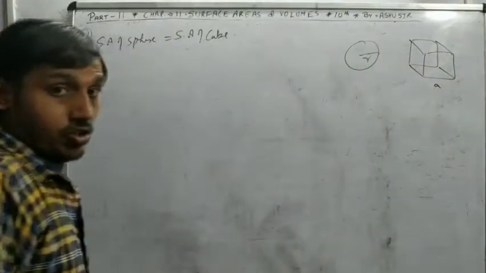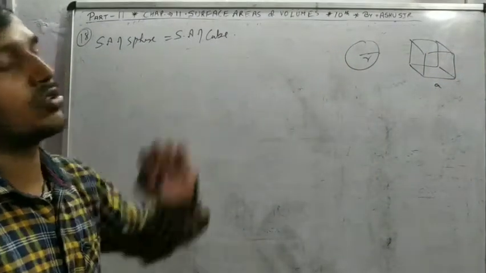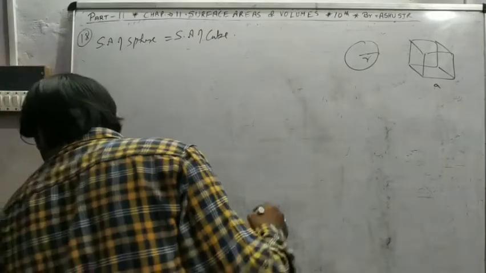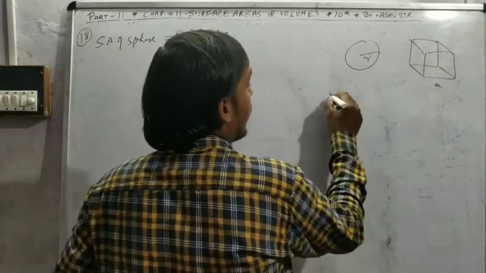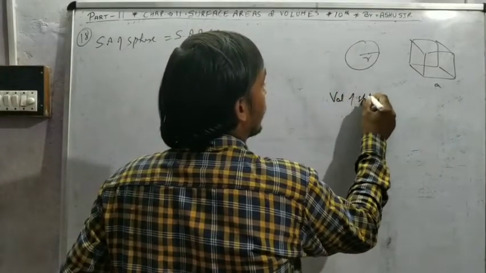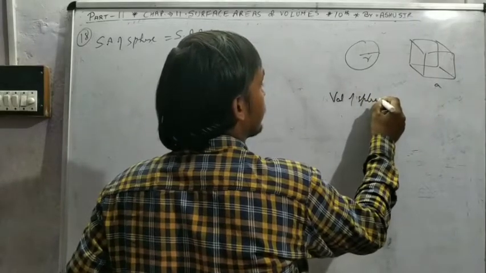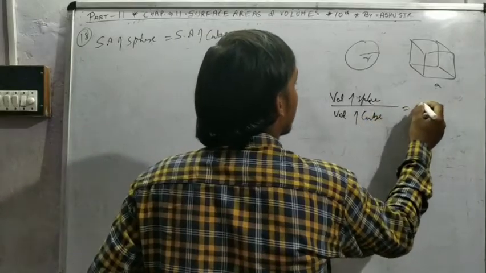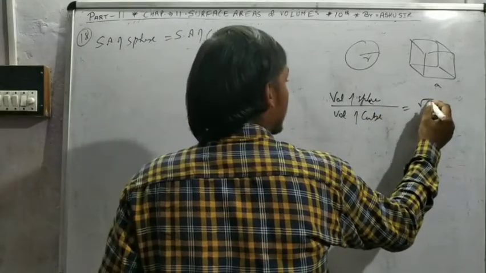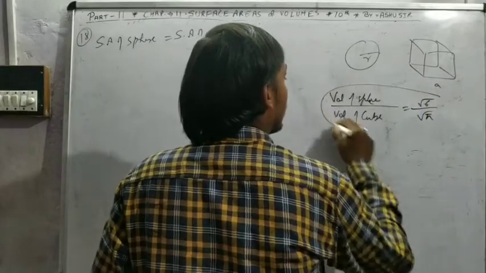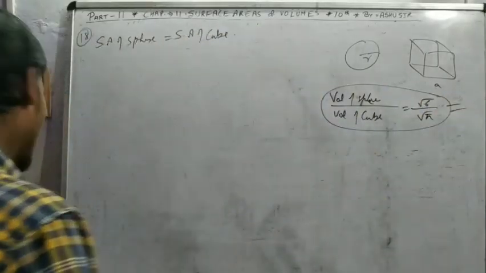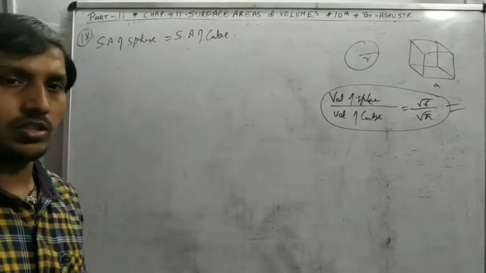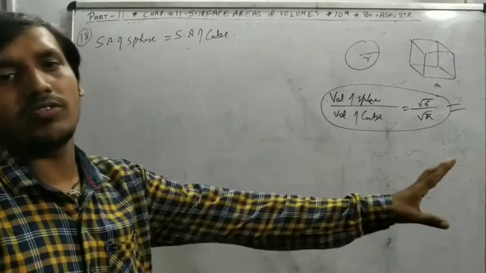They have equal surface area, not volume. Surface area is equal, and we have to find the ratio of the volume of a sphere to the cube. First sphere, so volume of a sphere upon volume of cube is root 6 upon root pi. This we want to prove. So don't have any hesitation or confusion. Directly try to solve these steps.